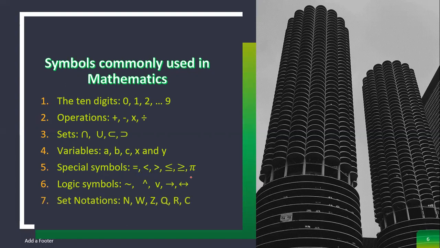The next one is the symbols that we use for set notations. N is used to denote the set of natural numbers. This one is the set of whole numbers. This one is the set of integers. Q is the set of rational numbers. R is the set of all real numbers. And C is the set of complex numbers.